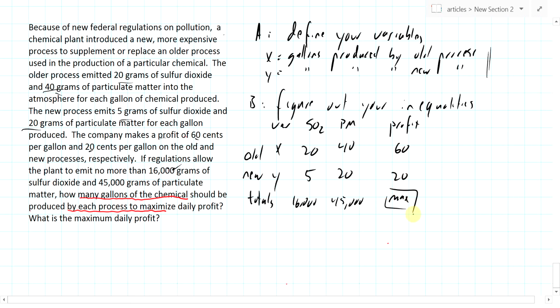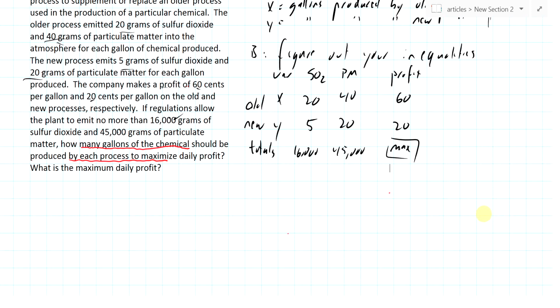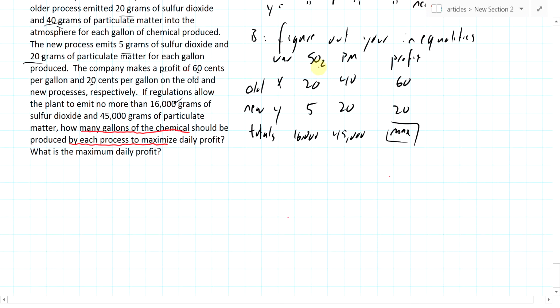And what we want to do is maximize the total profit. Great, so there's a little table, and now we can figure out our inequalities. The total amount of sulfur dioxide has to be less than or equal to 16,000. How much sulfur dioxide do we have? So we have a sulfur dioxide constraint. 20 times X is how many grams of sulfur dioxide I'm making in the old process, plus 5 times Y. That's how many grams of sulfur dioxide there are in the new process. That has to be less than or equal to 16,000.